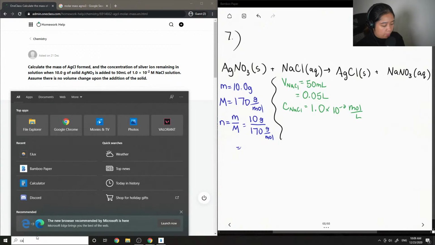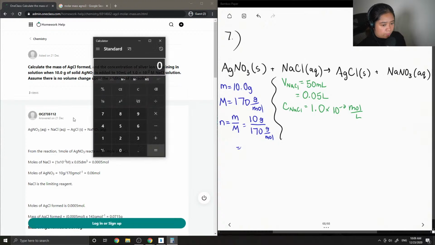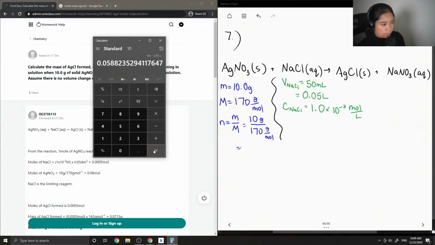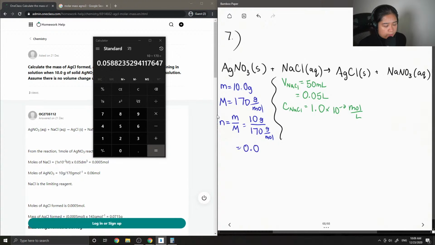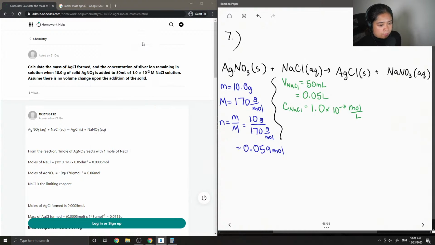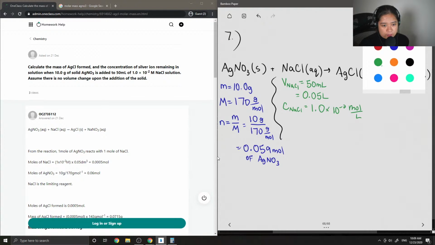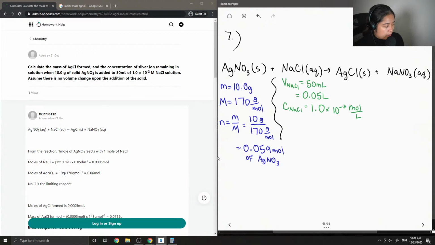Let's look it up. So we get around 0.059 moles of silver nitrate. Okay, so now let's try to find the number of moles of the sodium chloride to find out which one is the limiting reagent.